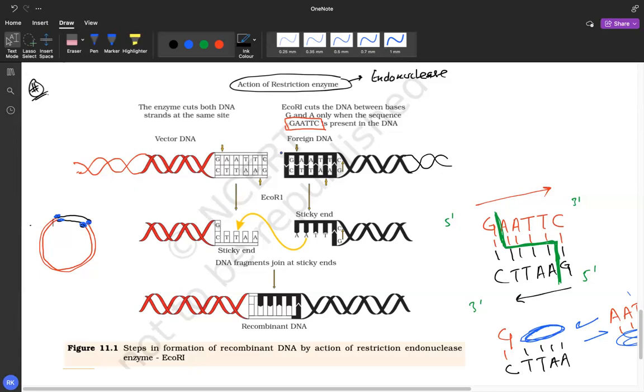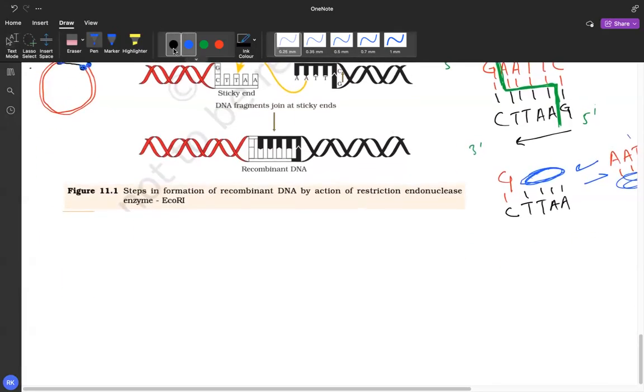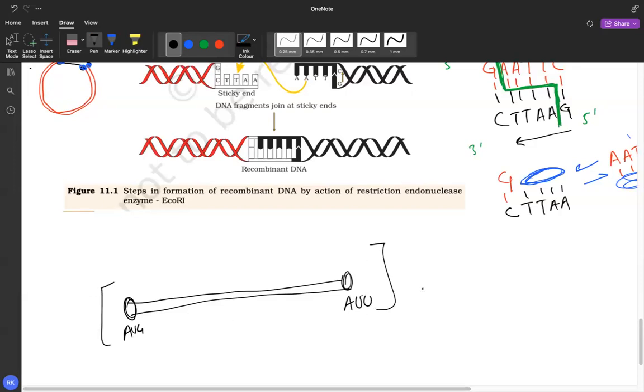Could you please explain that part again? Yeah. So this is my insulin gene. This is where the gene starts, and this is where the gene ends. I want to put this gene into a plasmid. Make sense? Yes, sir.